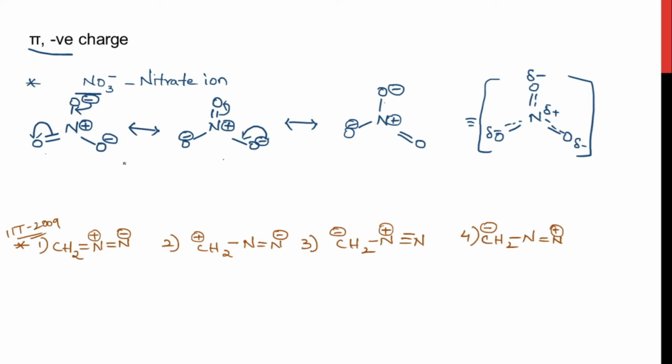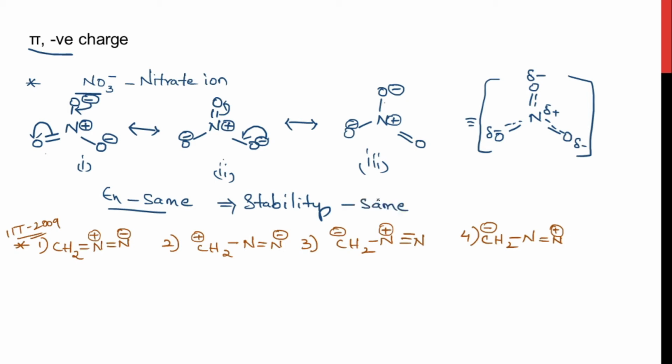So these are the resonating structures for nitrate ion, and you can see all the 3 resonating structures are similar. They are looking similar, and the atoms on which the charges are present are also the same. So the energy of all the resonating structures will be the same. So the stability will be the same for all the 3 resonating structures. We'll see one more example in this category.